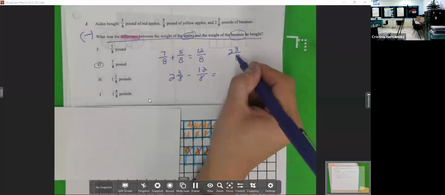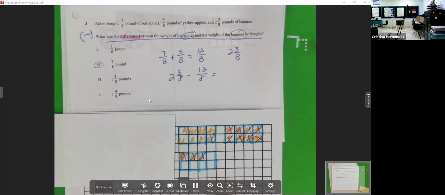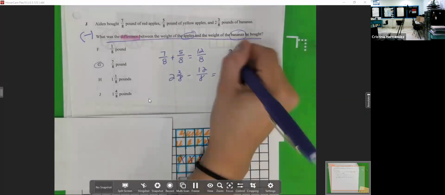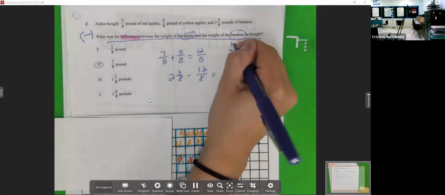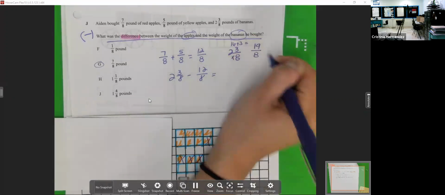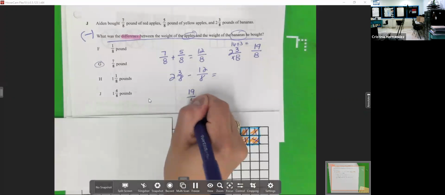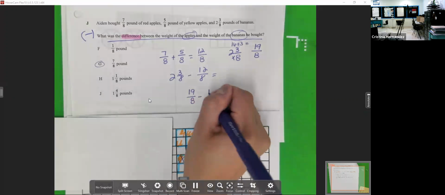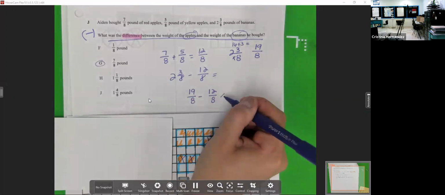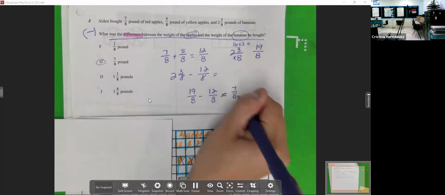The other way I could have told you to do it was, what is that called? I forgot what it was called. You would multiply this, so 16 plus 3, which gives you 19/8 when you're converting fractions. So then 19/8 minus 12/8, which would equal 7/8. So yeah.